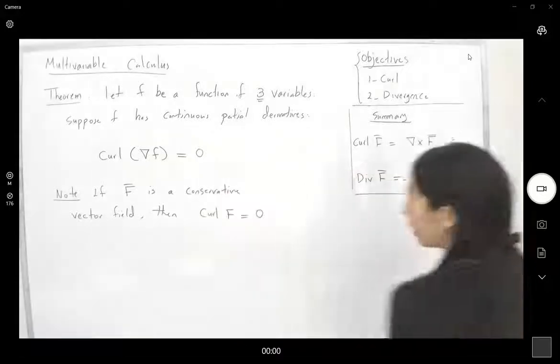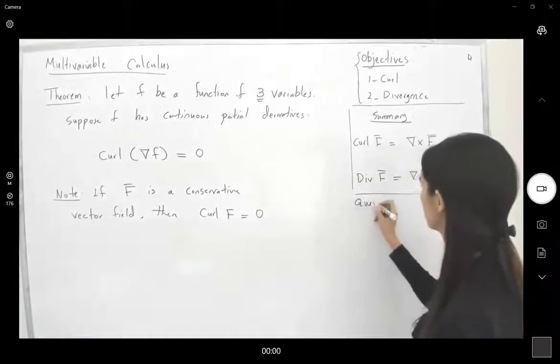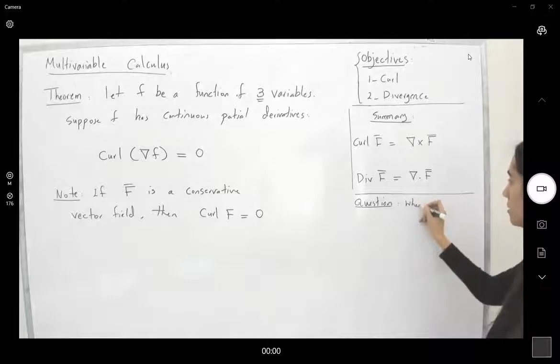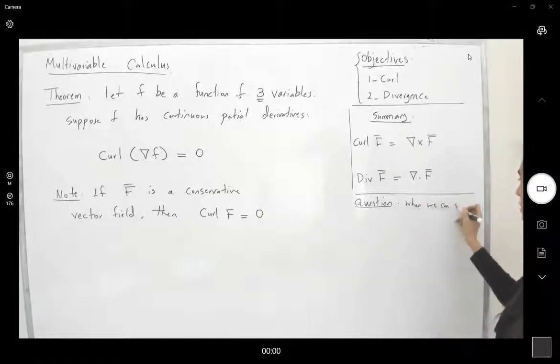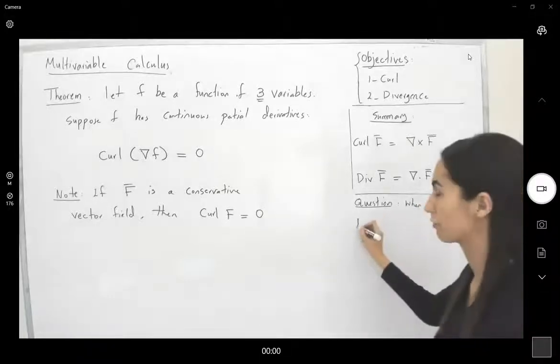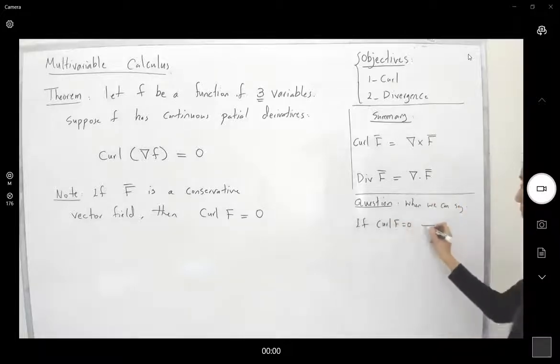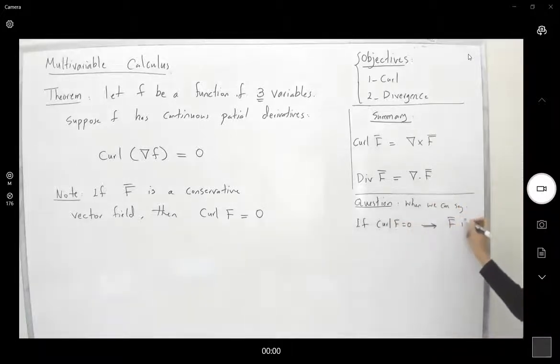So here's a question for you. When can we say that if the curl of F is equal to 0, then F is conservative?